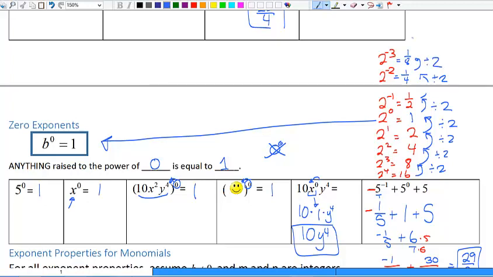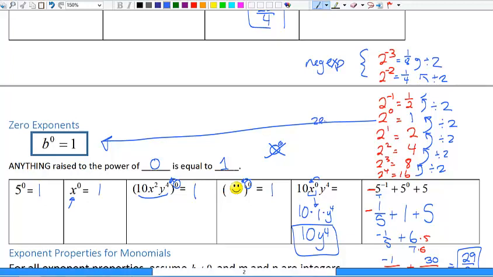So this pattern works for both negative exponents and zero exponents. This is just a little anecdotal evidence to see that this pattern does work. It's not that I just made up this rule that anything to the 0 equals 1. It truly does make sense in the pattern.